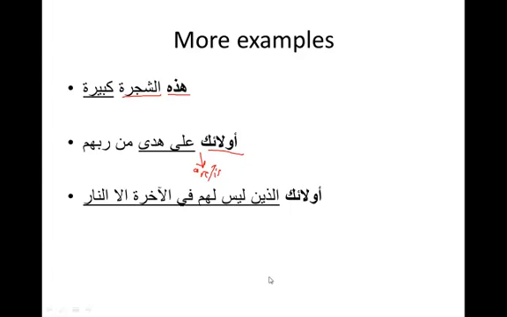Ulaika ala. Those are on guidance from their Lord. And just because it starts with alif lam doesn't mean it's an apposition. So be careful. Ulaika alladhina laysa lahum fil akhirati illa an-nar. Okay? Ulaika is mubtada. Alladhina is khabar. Those are those who. Remember, those are those who. A lot of people got confused about that because alladhina means those who. But it's two very different concepts.